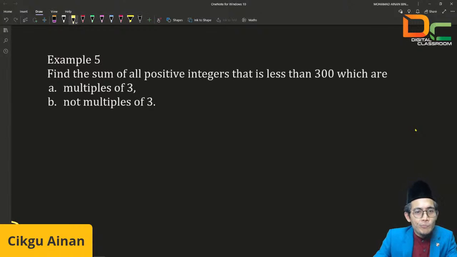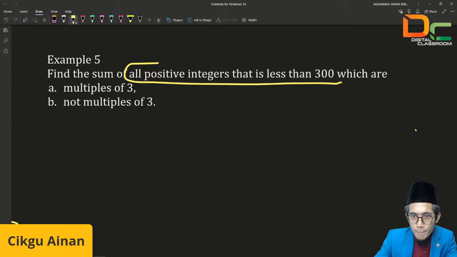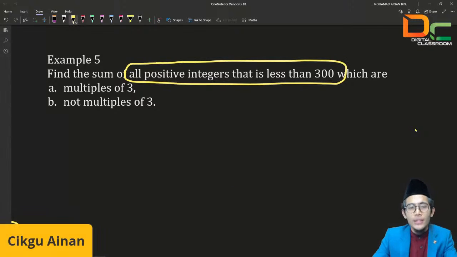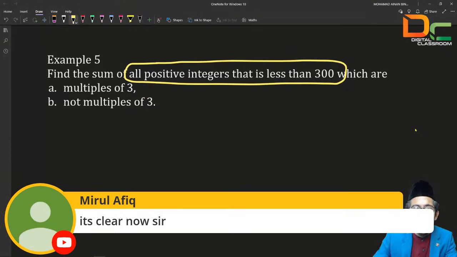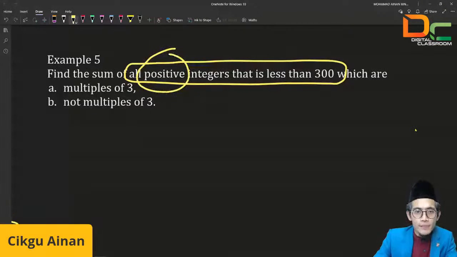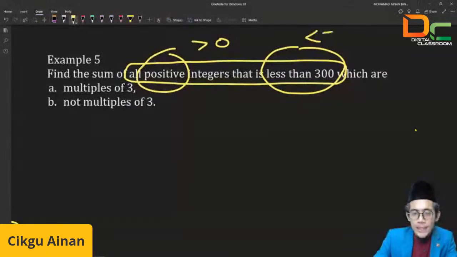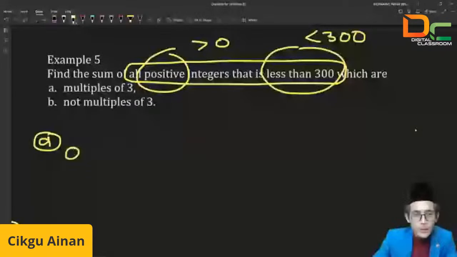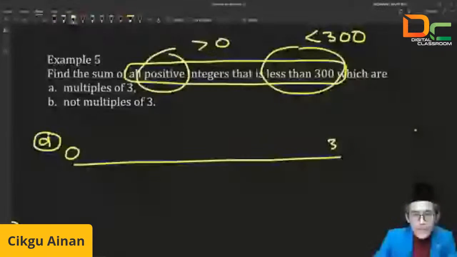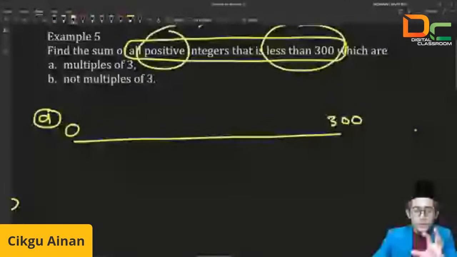Now we are going to list them. All positive integers that are less than 300. What does it mean by positive? Positive means greater than 0, and this one is less than 300, very obvious. So we start from 0 to 300. We are not going to list all of them, we are going to list some of them.